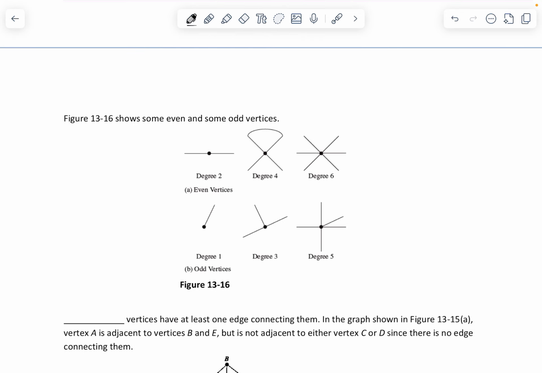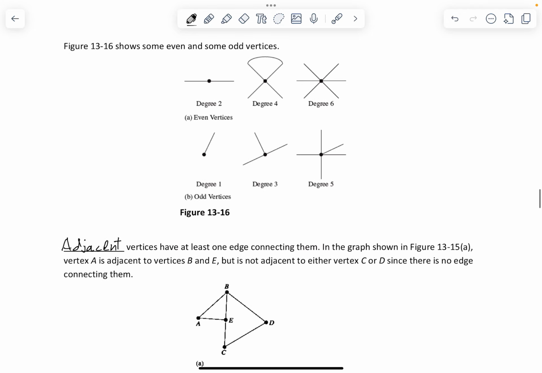We say that adjacent vertices have at least one edge connecting them. In this graph here, vertex A is adjacent to vertices B and E, right? Because they're connected by an edge, but vertex A is not adjacent to either C or D, since there is no edge connecting C and D to A.